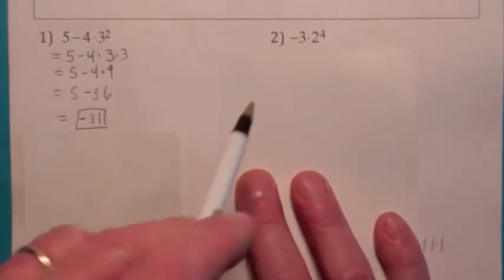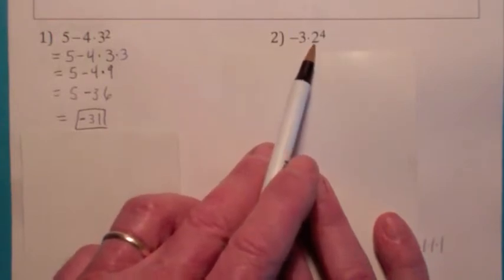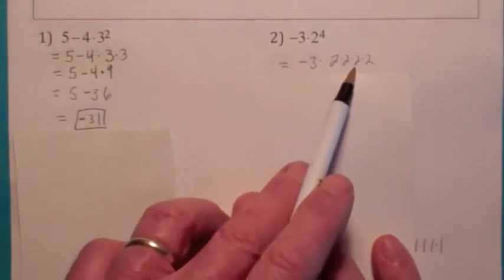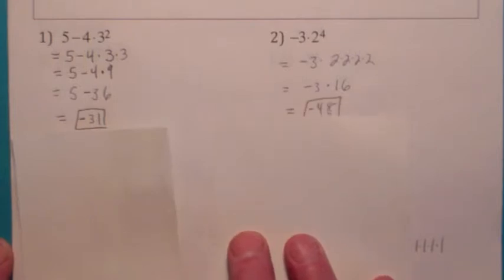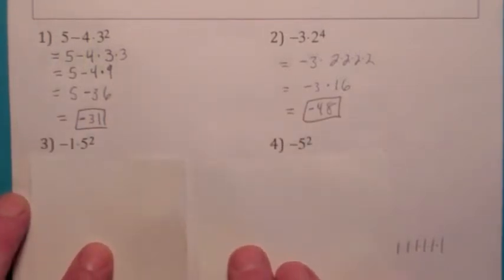This one, since there's no parentheses, the base of the exponent is 2. So it's 2 to the 4th power. You raise 2 to the 4th power first, which turns out to be 16. So what is negative 3 times 16? It's just negative 48. All right, now look at the difference between these two problems here.